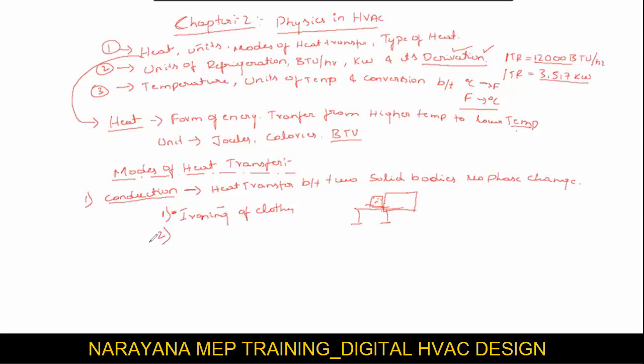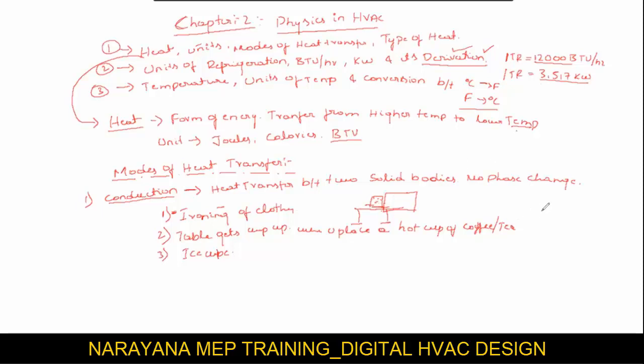Then the table gets warm when you place a tea cup or coffee cup, a hot cup of tea or coffee. Anything else you can give? The ice cube example you can also give. It will transfer between two things, two bodies, solid bodies.